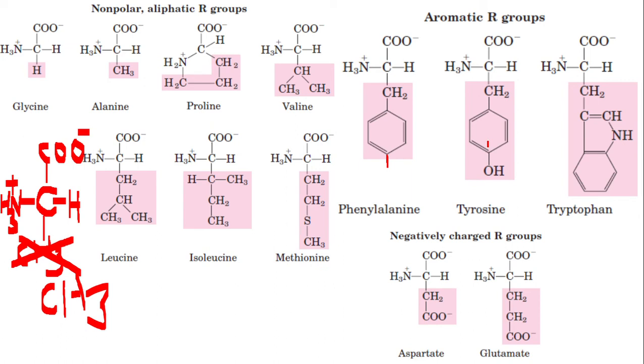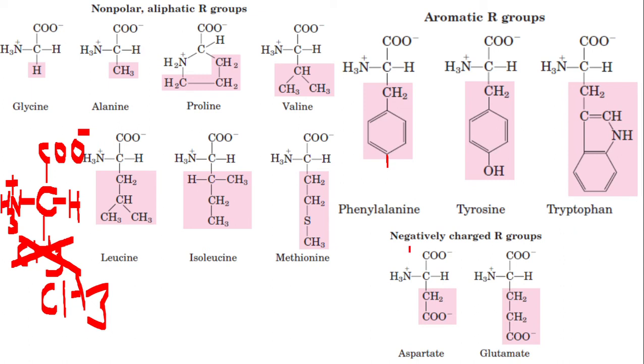And here is tryptophan. Tryptophan is actually provided with an indole ring. This is an indole ring. It is attached with the alpha carbon of the amino acid, and we call it tryptophan. So these are the 3 aromatic amino acids, which means the amino acids having a ring structure in their R group.